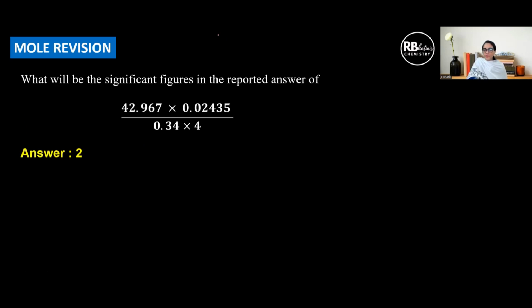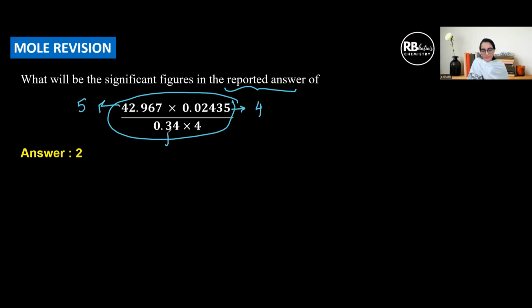What will be the significant figures in the reported answer? So now look at this. If this is asked in exam, this is also one of our previous year papers. Reported answer of this. What are we going to do? This is all division and multiplication. And you know, while multiplying and dividing, we need to report our answer to least number of significant figures. This number has 5 significant figures. This number has 4. This has 2.